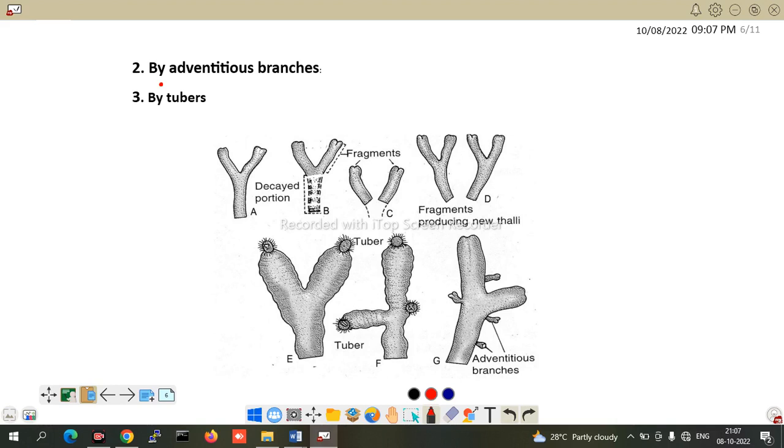Look at the figure G. Here is the vegetative method by adventitious branches. The mature mother plant develops adventitious branches from the body of the thallus. Here are the adventitious branches which are developed from the mother body, and in favorable environmental conditions, when these adventitious branches are mature, they detach from the mother body and turn into a new thallus.